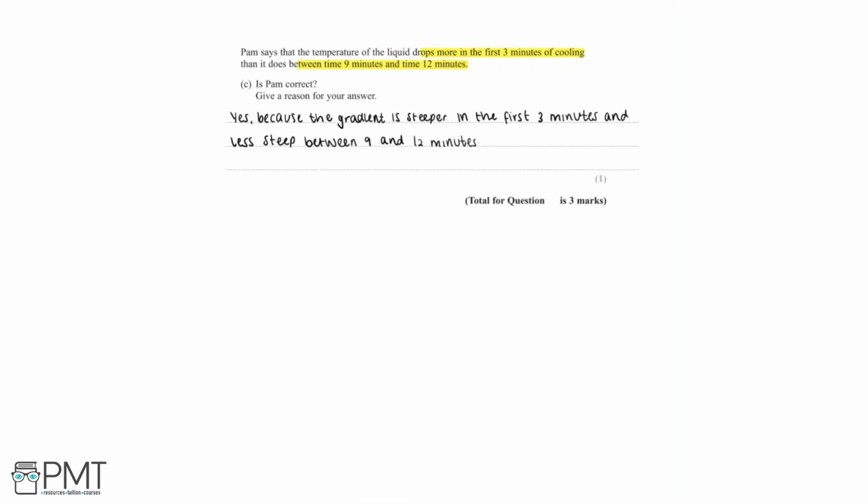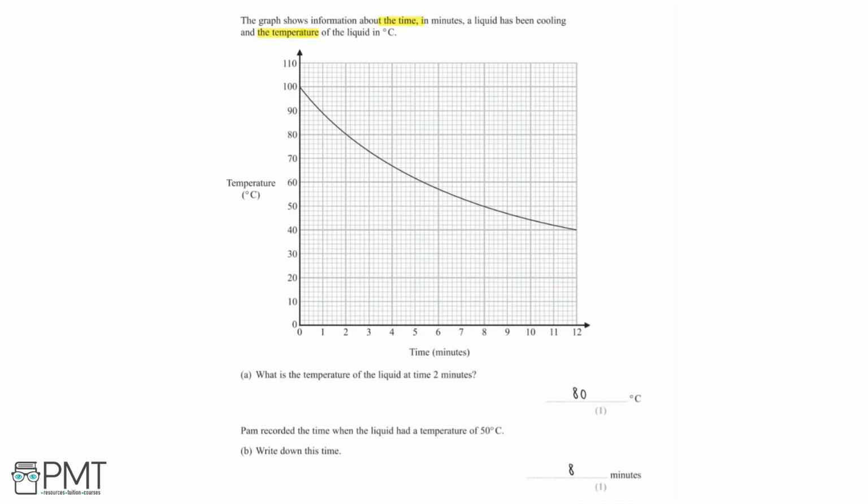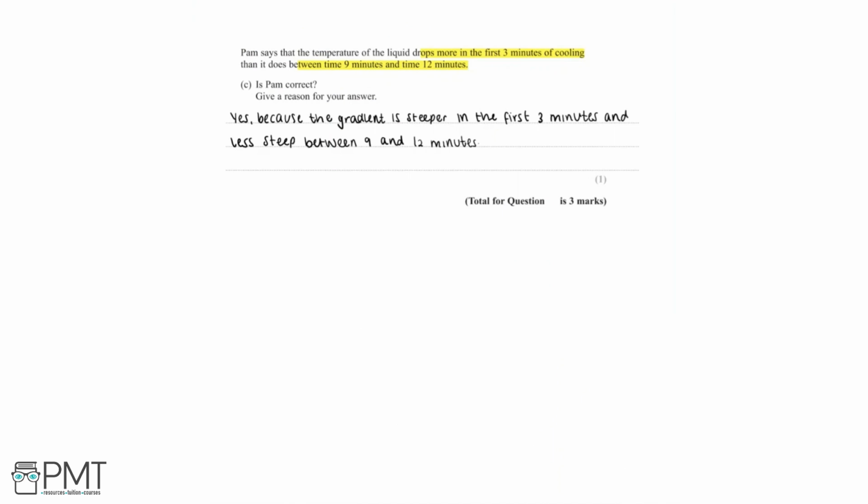Now this question is worth 3 marks. We get the first mark for finding that the temperature of the liquid at time 2 minutes is equal to 80 degrees Celsius. And we get the second mark in part B for finding that the time is equal to 8 minutes when the liquid had a temperature of 50 degrees Celsius. And finally, we get the third mark in part C for saying that Pam is correct because the gradient is steeper in the first 3 minutes and less steep between 9 and 12 minutes. Allowing us to get the full 3 marks needed in this question.